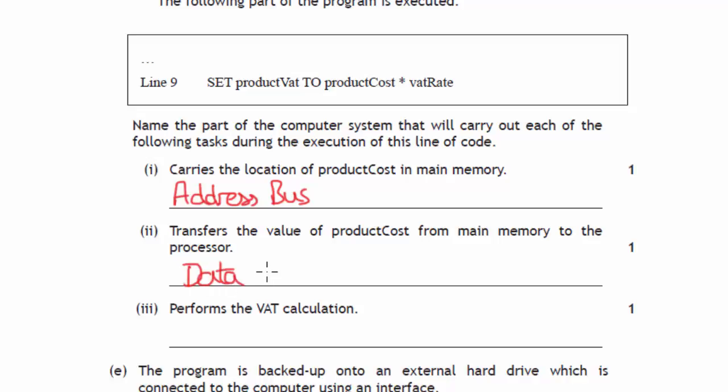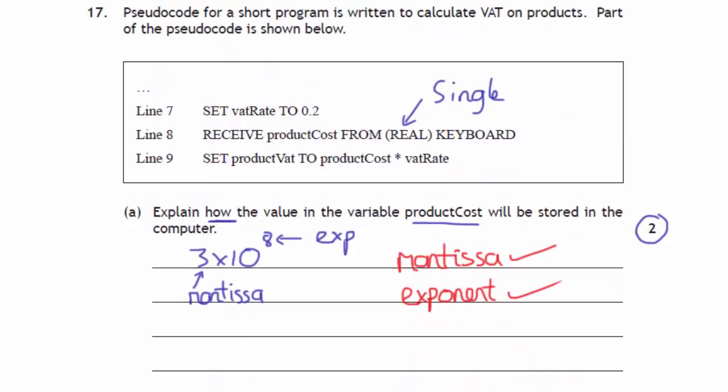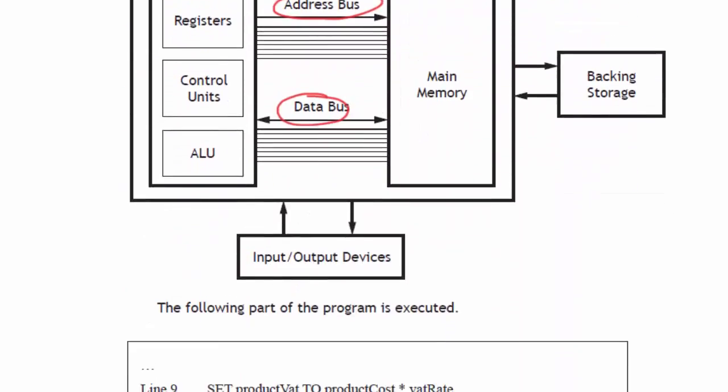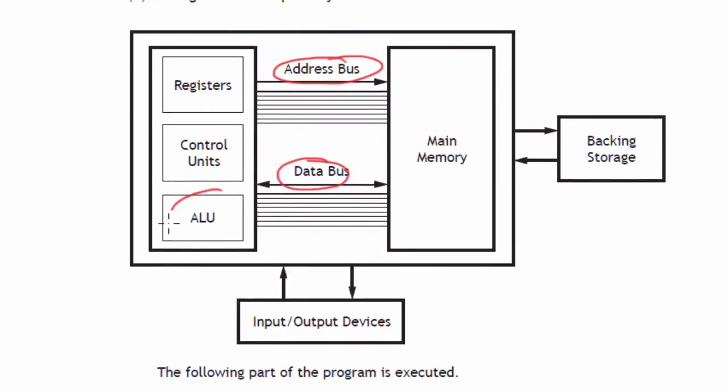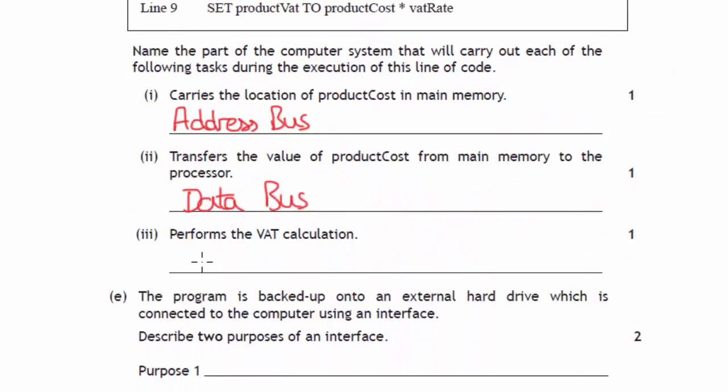That's your data bus. And it performs the VAT calculation. So if you look up here, wee calculation in the VAT. So what we've got here is the ALU. That's your arithmetic logic unit. So that's your ALU.